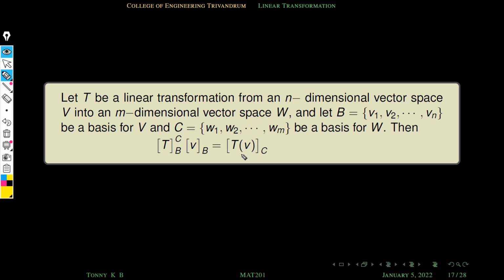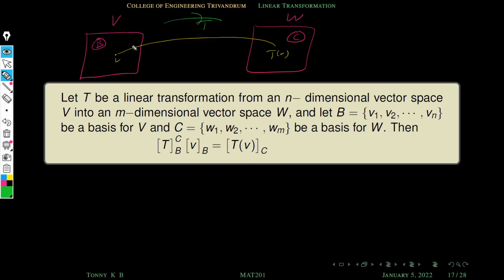You got it? Suppose this is our vector space V, this is W, and B and C are the bases respectively. And a transformation means what? A transformation is a function. A function is completely described by its action on an arbitrary element. What is T of v? That's all. So we can find this T of v using this matrix. That is the essence of this result.